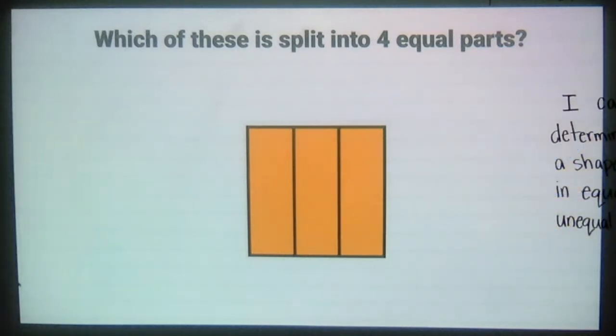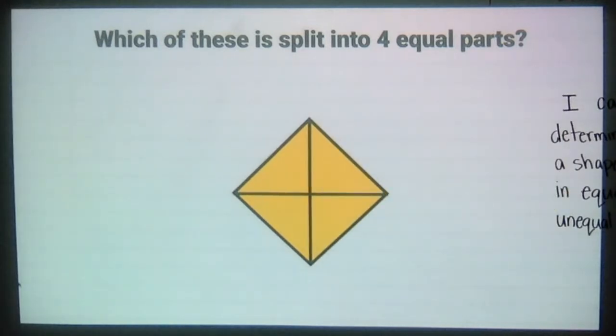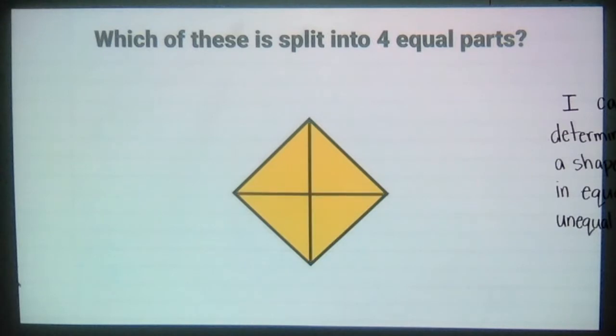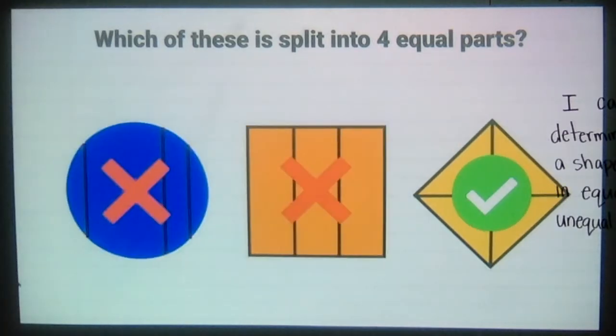Let's look at this next shape. How many parts is this shape split into? This shape is split into 1, 2, 3 parts. It can't be our answer because we were looking for a shape that was split into 4 parts. What about this last one? How many parts is this shape split into? This shape is split into 1, 2, 3, 4 parts. Okay. Are the parts equal? Yes. All of the parts of this shape are equal. This shape is split into 4 equal parts.